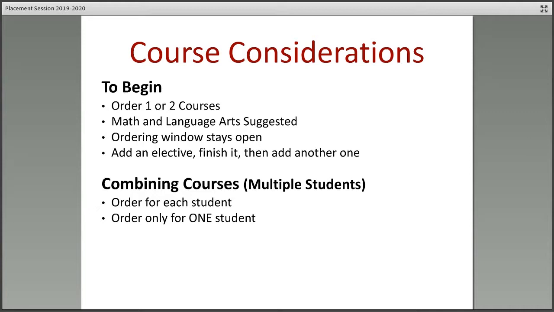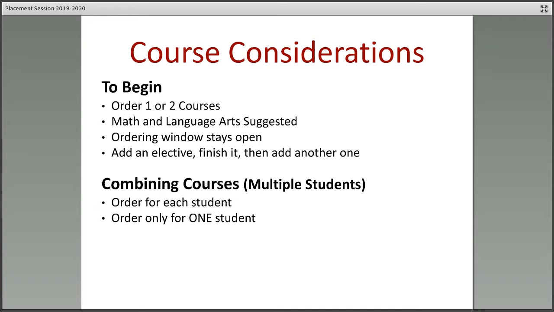You also can combine courses if you have multiple students. For example, if you have a 4th and 5th grade student, you might want to combine their history course and have them work on 5th grade history together. You can order a 5th grade history course for each of your students. So a 5th grade history course for your 4th grader and your 5th grader, or you can just order one and have them share the materials. Whatever works best for you.